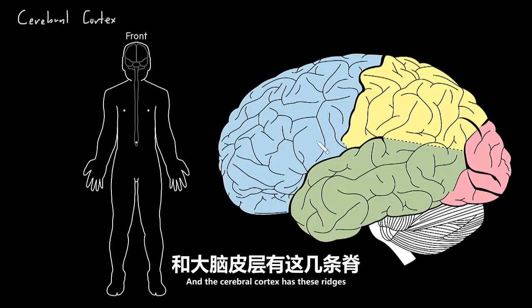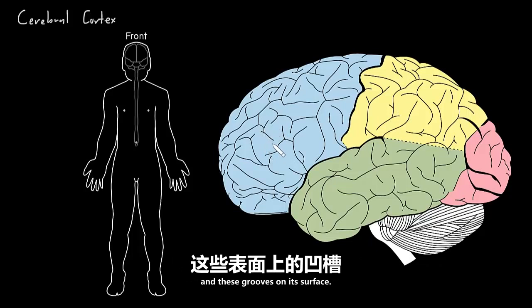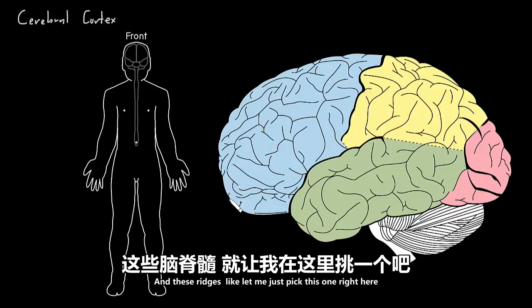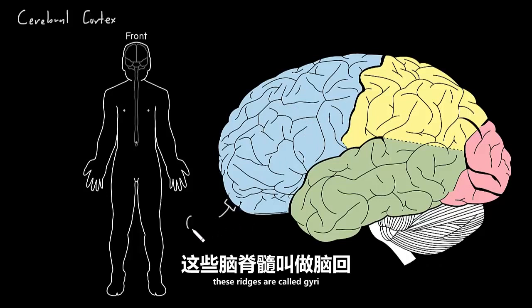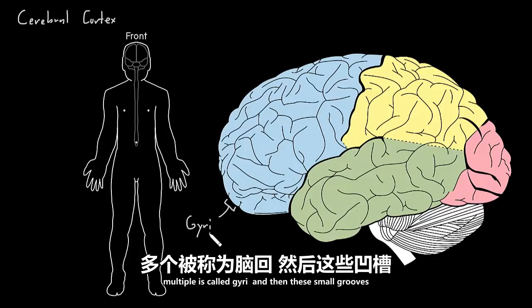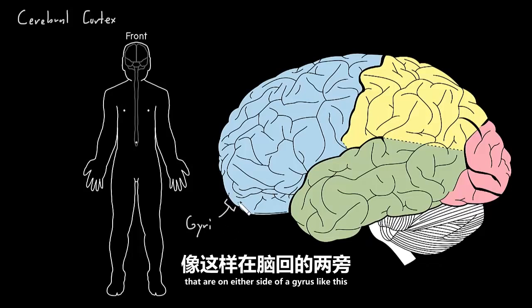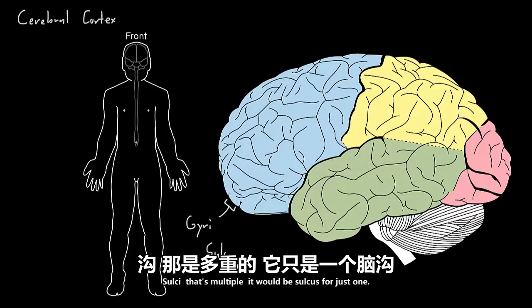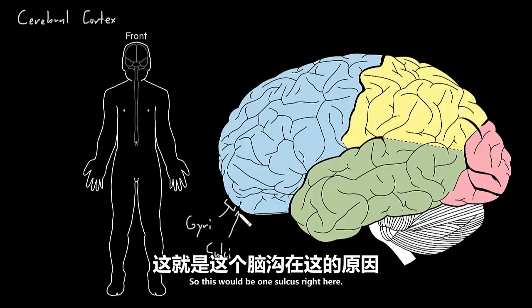And the cerebral cortex has these ridges and these grooves on its surface. It's kind of all wrinkled up and folded up. And these ridges, like let me just pick this one right here, are called gyri. Gyri, that's the plural. A single one is called a gyrus, multiple is called gyri. And then these small grooves that are on either side of a gyrus like this are called sulci. Sulci, that's multiple, and it'd be sulcus for just one, so this would be one sulcus right here.